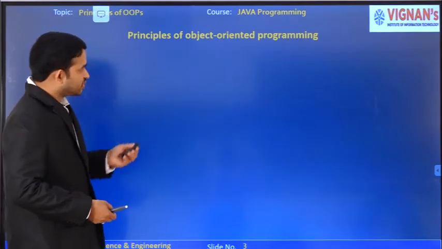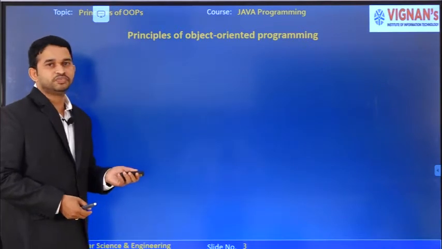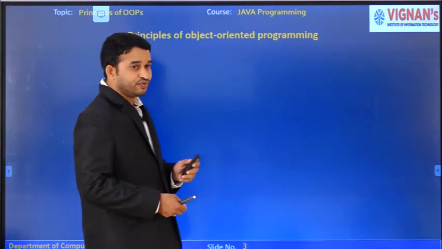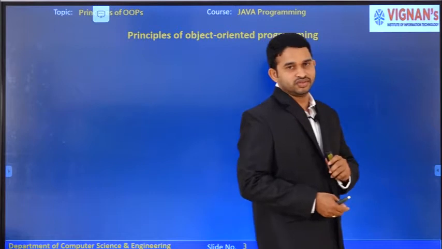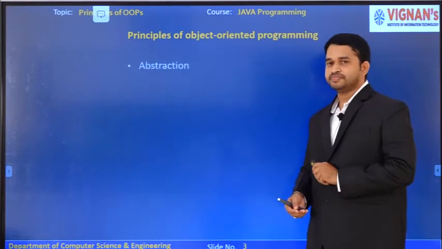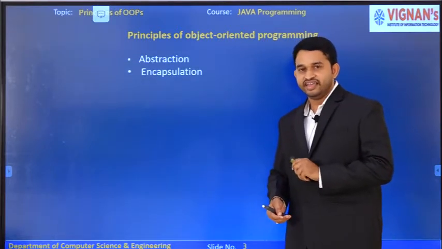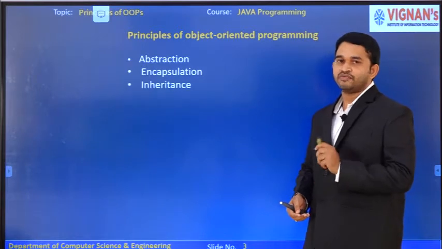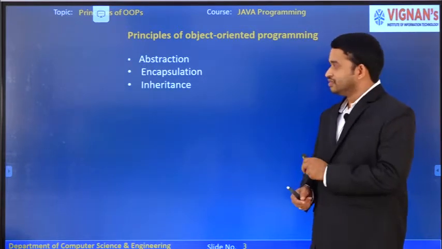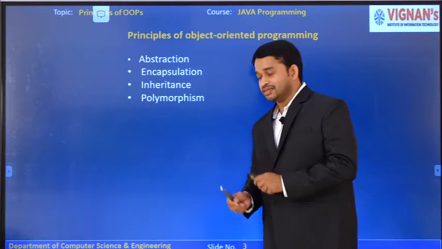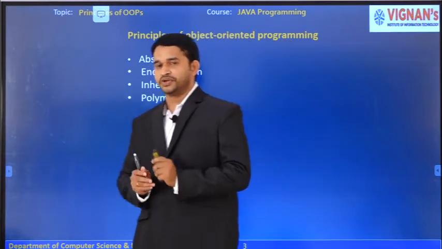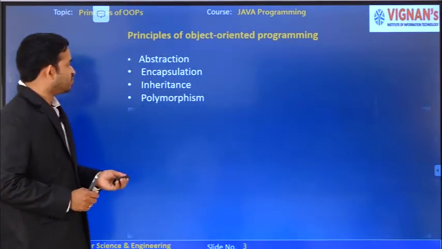So, let us go to our topic, principles of object-oriented programming. Here we have four principles of object-oriented programming. Those are abstraction, encapsulation, inheritance, and followed by polymorphism. These are also called the pillars of object-oriented programming. Next, we will go one by one.